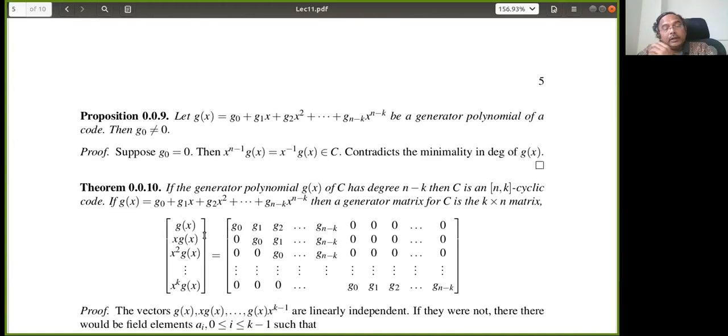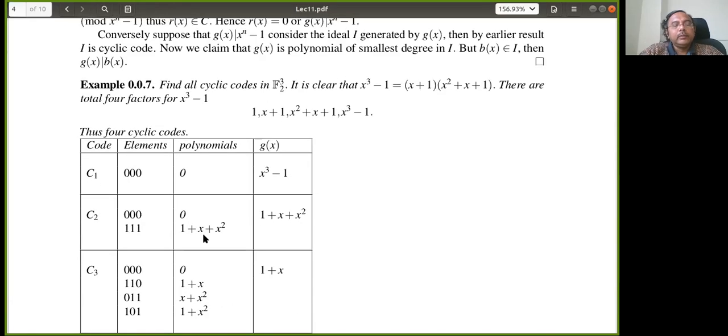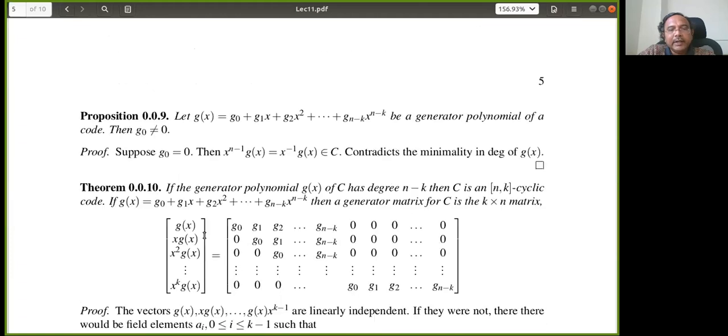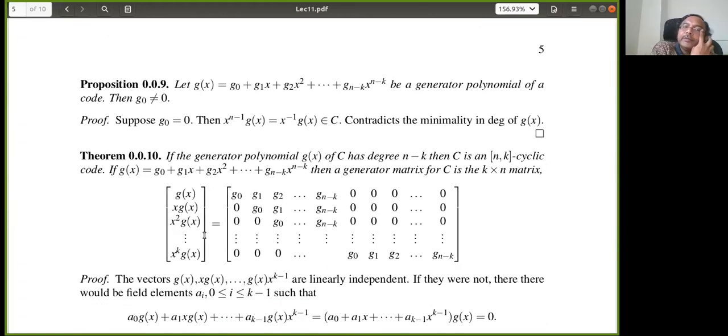Okay. Since it is a linear code, automatically it has a generator matrix. So the natural question is how can I get a generator matrix from g of x, right? So this is the theorem. Again, I'm first telling you without proofs, just giving you the overall picture. Look at this result: if the generator polynomial g of x of C has degree n minus k, then C is an n comma k cyclic code.